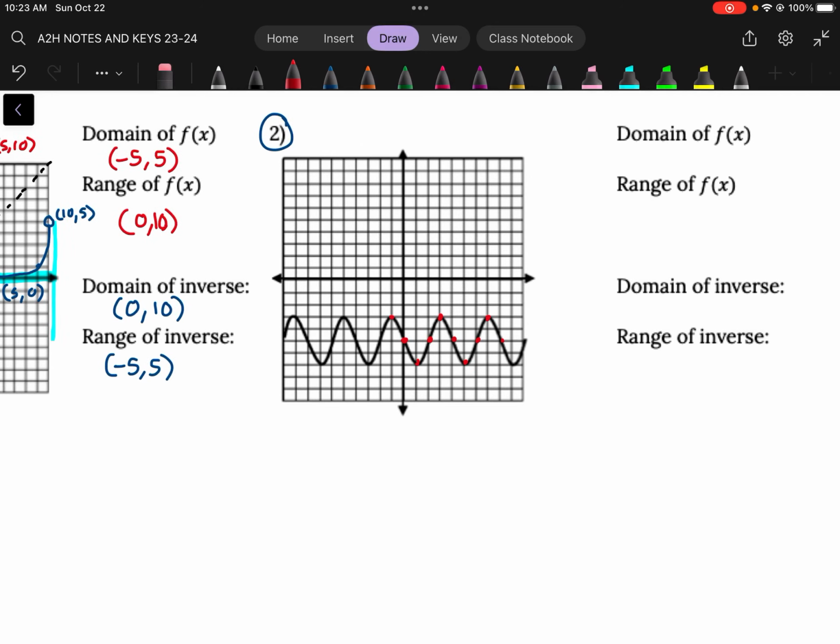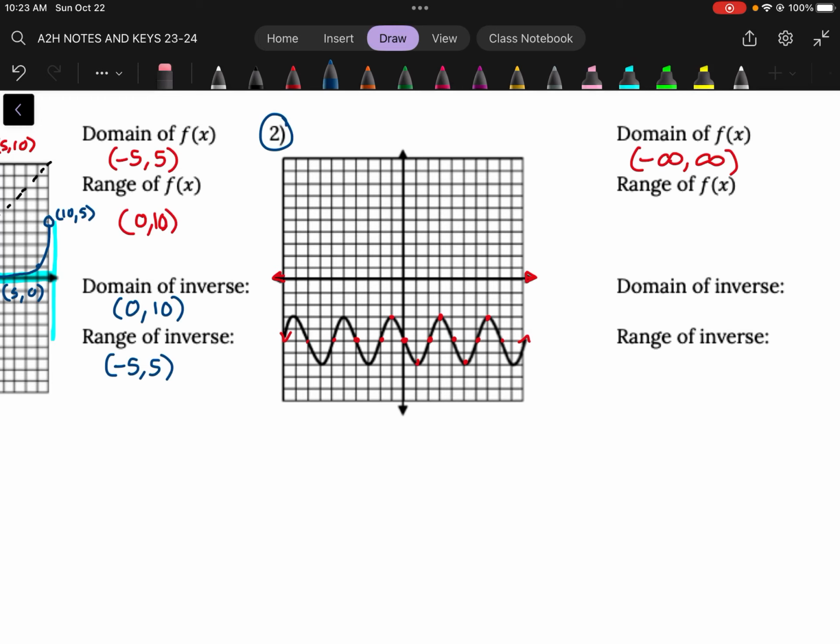So let's start with the domain of this. Looks like this is going on forever. We're going to assume this is going on forever in the x direction. So all of these values from negative infinity to positive infinity in the x direction have a value on this graph. Let's see if we can do the inverse, though. It seems as if we have this line down the middle, and that might be a good place to start to graph.